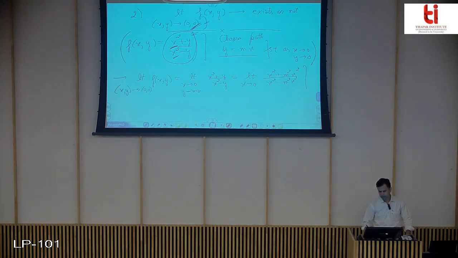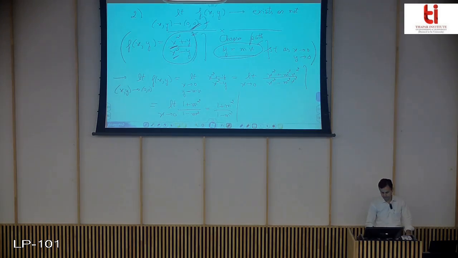Now you can see the path chosen earlier, y equals mx square, is not correct, because in that case we will not be able to cancel the terms of x from numerator and denominator. So you get the limit as x tends to 0 of 1 plus m square over 1 minus m square.